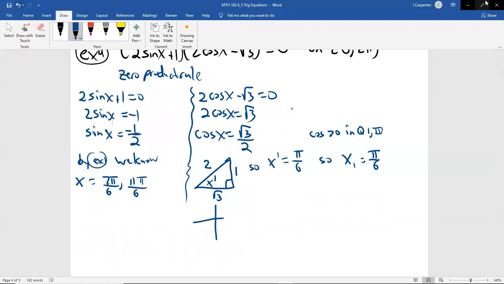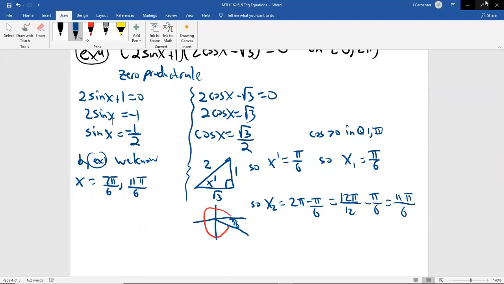So let's draw our angle in quadrant 4. Here's our pi over 6. But our actual angle will go all the way around this way, which would be 2 pi minus pi over 6. So x2 is 2 pi minus pi over 6, which is 12 pi over 12 minus pi over 6, which is 11 pi over 6. So the solutions from this one are pi over 6 and 11 pi over 6.